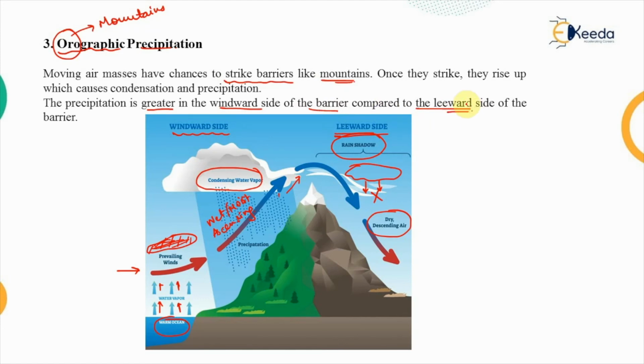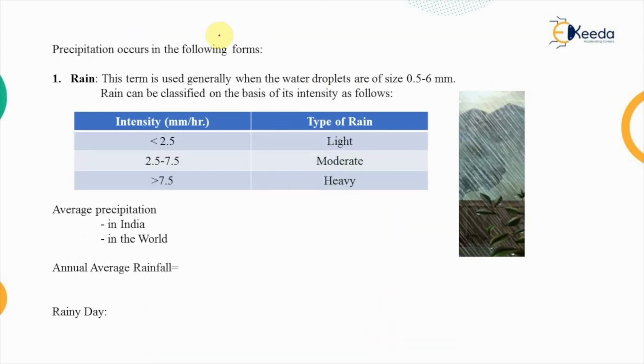Now we will discuss what are the different forms of precipitation. So precipitation occurs in the following forms. Now what are these different forms? The first form that we are going to discuss, which is the major component of precipitation, is known as rainfall. The water which is falling from the atmosphere is classified as rain when the water droplets are of the size of 0.5 to 6 millimeters. Then only we classify the water droplets as rain.